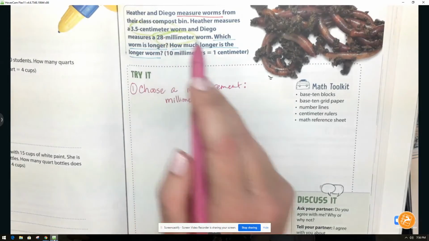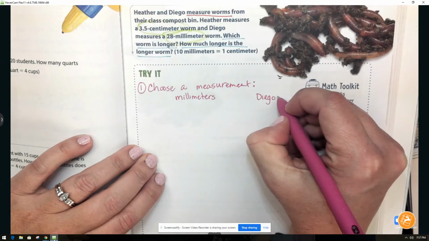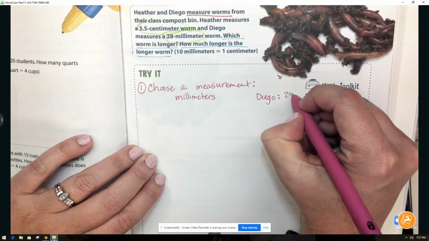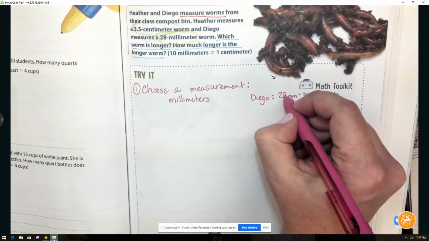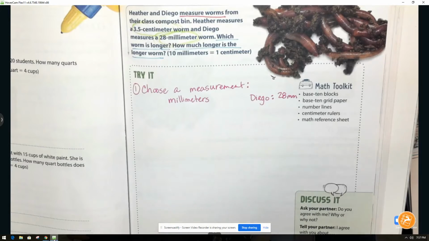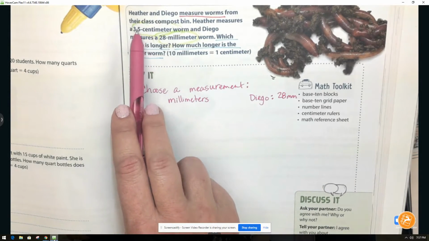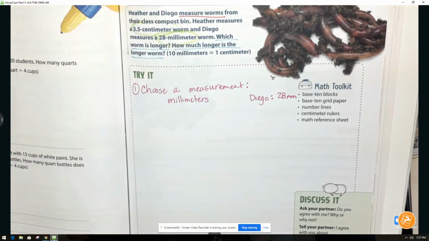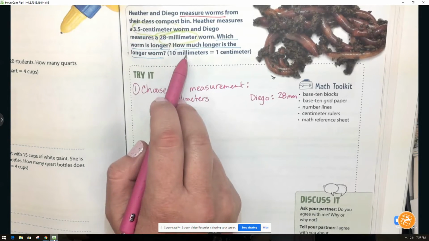So I already know that Diego has a worm that is 28 millimeters. Since Diego's worm is already in millimeters, I don't need to change it. Now, Heather's worm is not in millimeters. Heather's worm is in centimeters. So I'm going to need to convert Heather's worm from centimeters to millimeters.